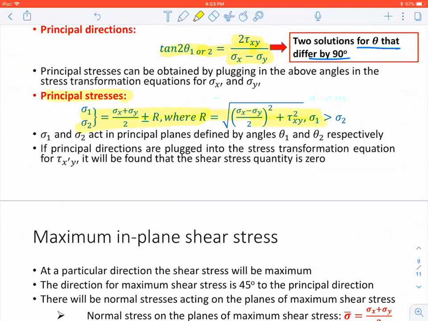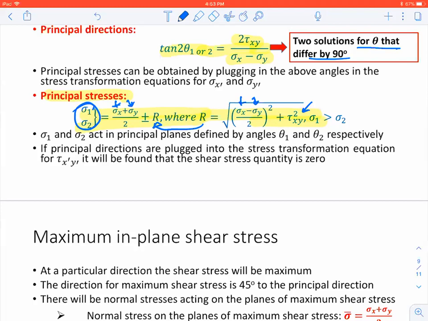Okay, you can directly plug in sigma x, sigma y, and R is equal to the square root of (sigma x minus sigma y by 2) whole square plus tau xy square. So if you plug in the values directly in this equation, you're going to get your R here. And if you plug in the values, you're going to end up getting sigma 1 and sigma 2 directly.